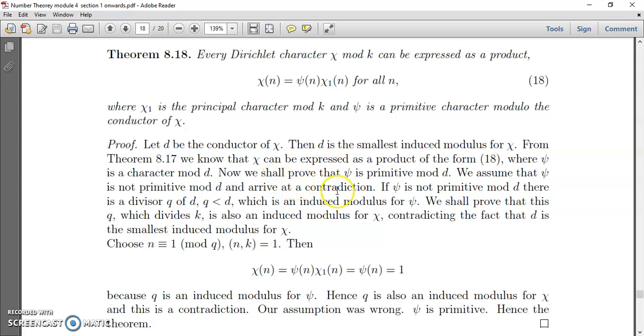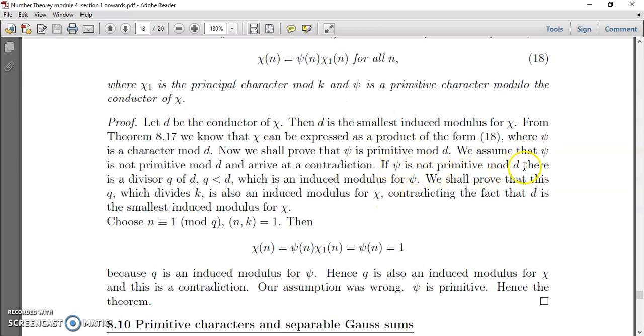Now we shall prove that psi is primitive modulo D. The method of proving is that we assume that psi is not primitive modulo D and arrive at a contradiction. What is the meaning of primitive? Primitive means there is no induced modulo less than D. So if psi is not primitive modulo D, then there is a divisor q of D, where q is less than D, which is an induced modulo for psi.